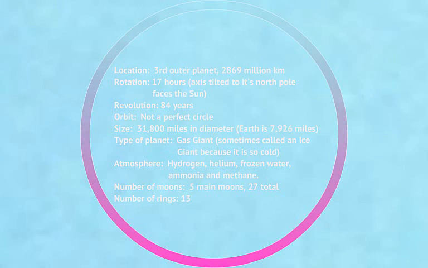His orbit is not a perfect circle. His size is 31,800 miles in diameter. Remember, Earth is only 8. The type of planet is a gas giant, but sometimes he's called an ice giant because he's so cold. His atmosphere is hydrogen, helium, frozen water, ammonia, and methane. It's actually the methane that gives him that blue color. He has 5 main moons, but 27 total, and 13 rings.